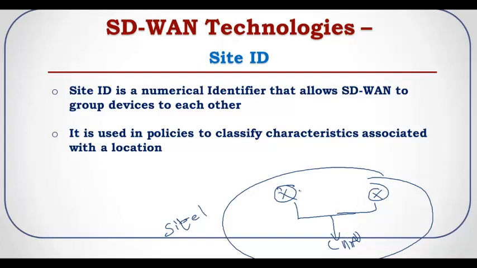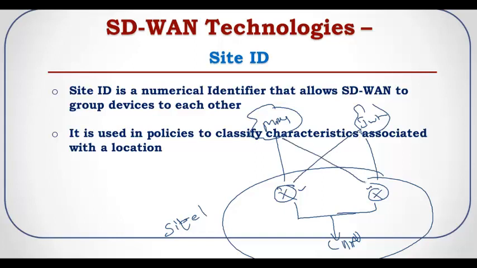Now both the devices need to be identified with a unique number, so that, see, here it is connecting to the WAN. This is MPLS, this is internet. Every edge device needs to establish a tunnel via all the WANs. That's why we have a full mesh connection.